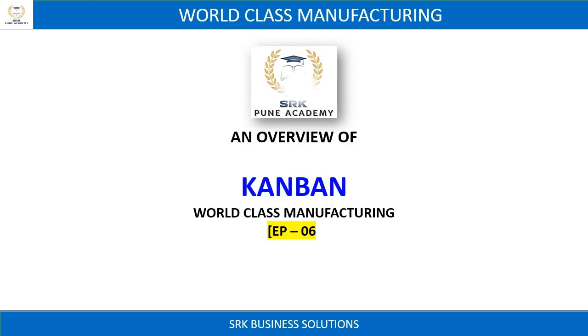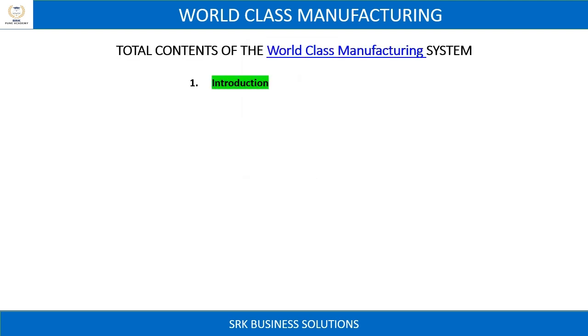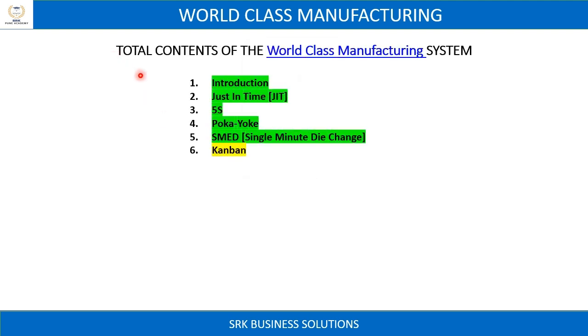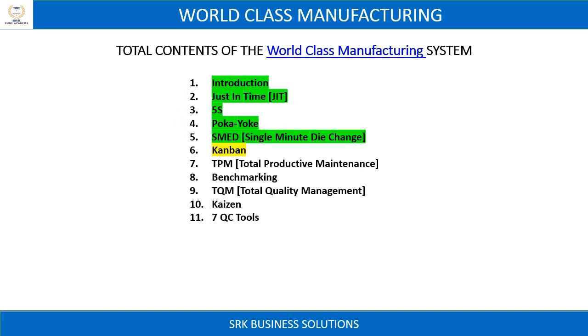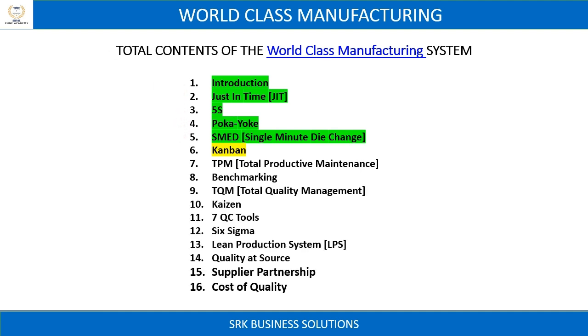In our world-class manufacturing system, today we will see topic number 6, that is Kanban, a lean methodology for workflow management. In world-class manufacturing system, till now we have completed 5 topics, whose video links are given in the description below. In the upcoming videos, we will complete all the remaining topics.